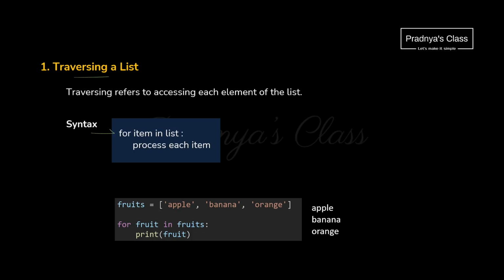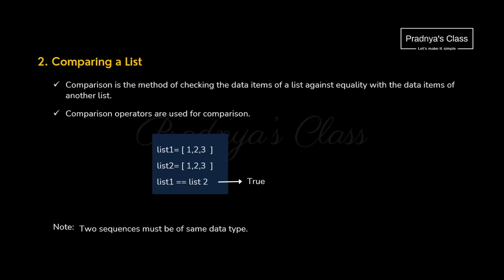Okay, then let's understand how to traverse the individual elements of the list. For that we will be using a for loop. This works the same as string. Here it will iterate over the individual elements of the list. Can we compare two different lists? Yes, we can do it with the equal to operator. In this, elements of the list will get compared one by one.